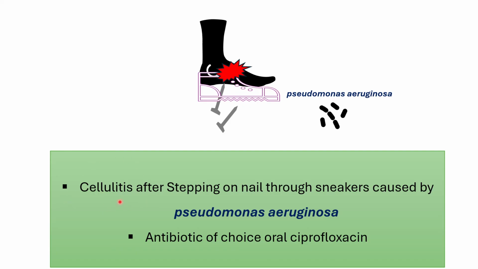Development of tissue cellulitis or even osteomyelitis after stepping on a nail through sneakers is caused by Pseudomonas aeruginosa. The antibiotic of choice is oral ciprofloxacin.